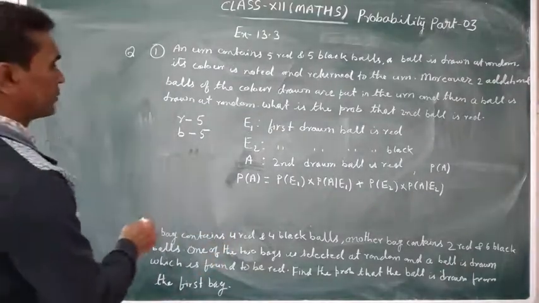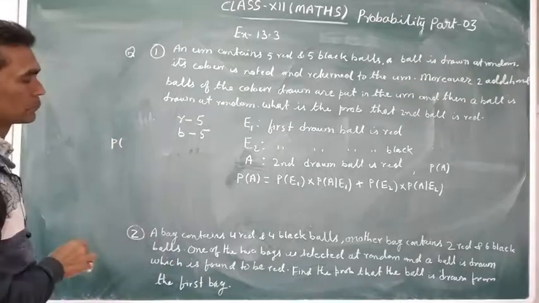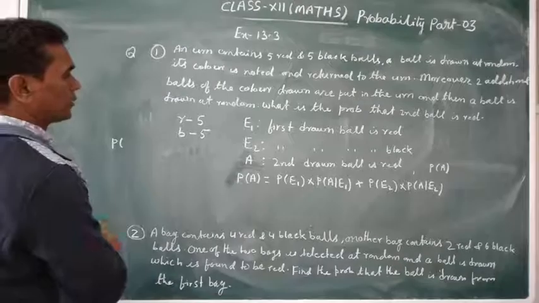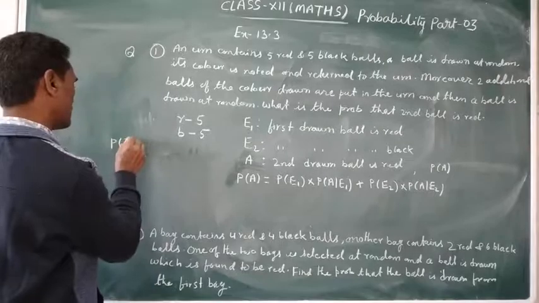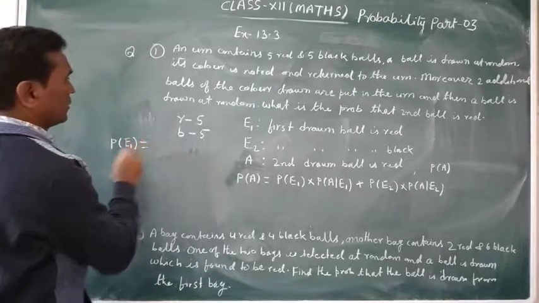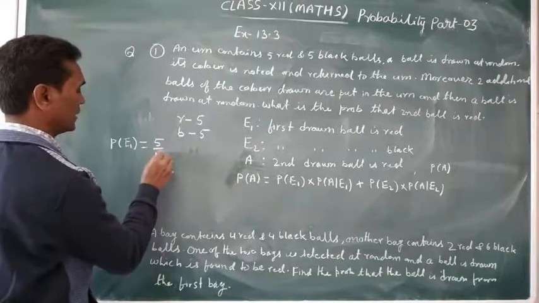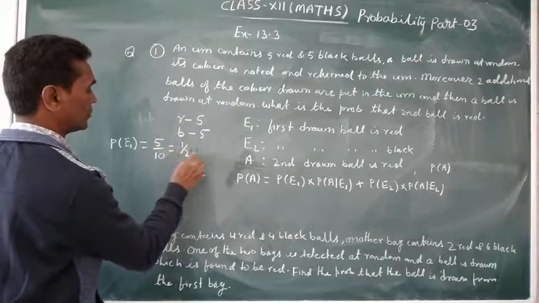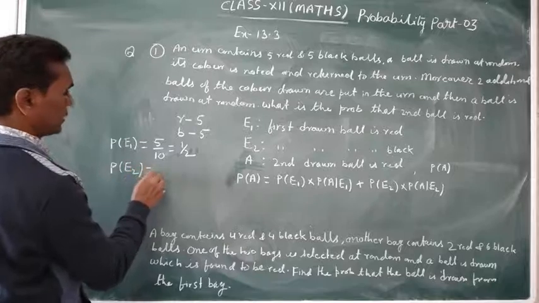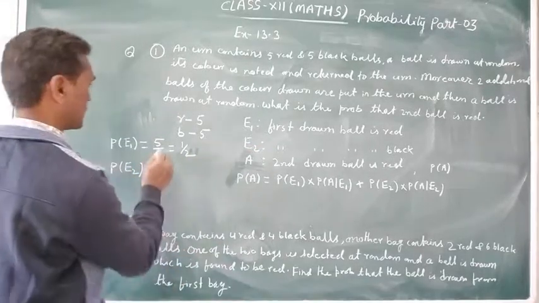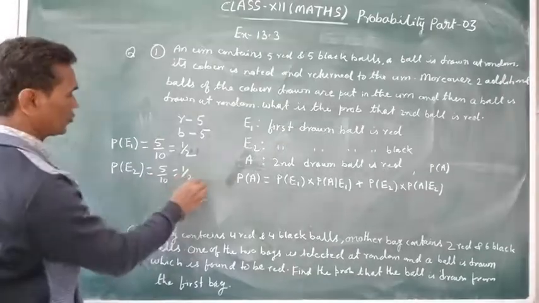So the probability of E1, that the first drawn ball is red: the number of red balls is 5 out of 10, which is 1 by 2. The probability of E2, that the first drawn ball is black, is again 5 by 10, that is 1 by 2.